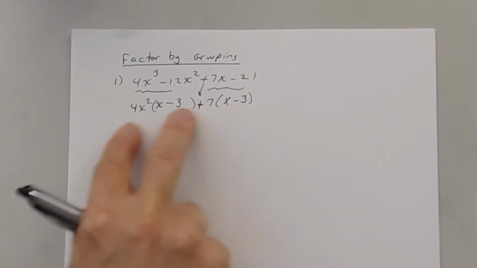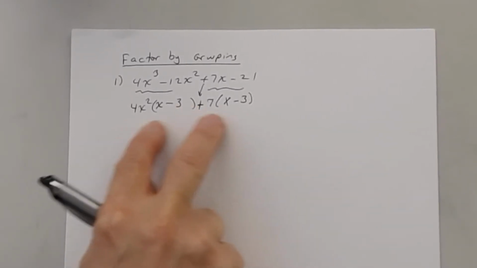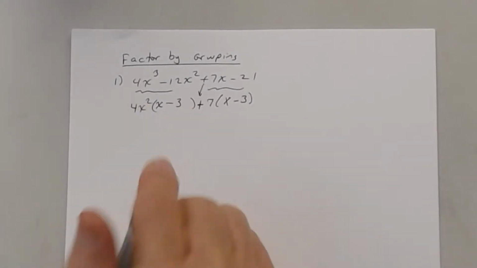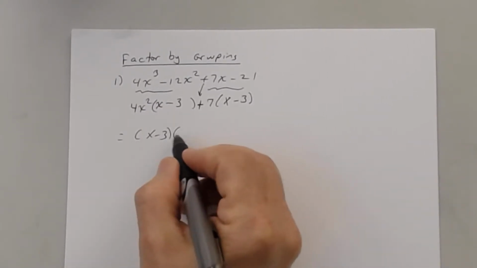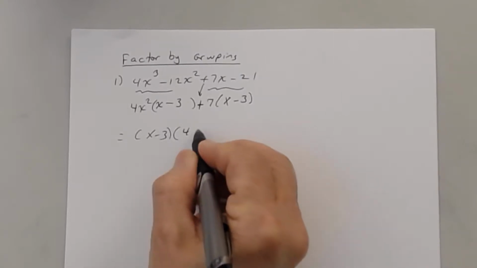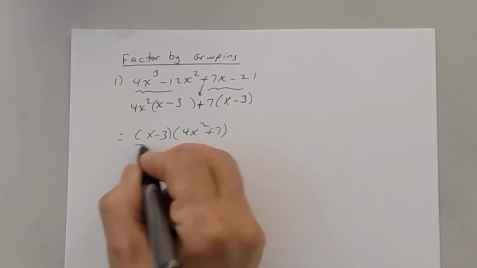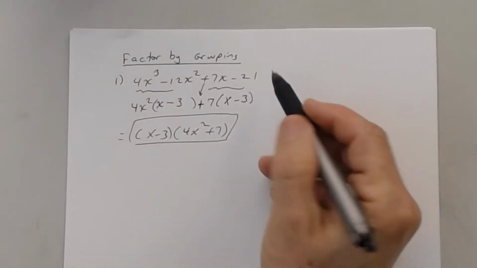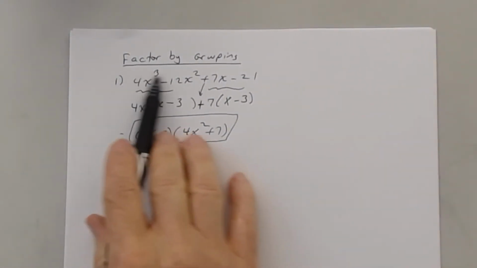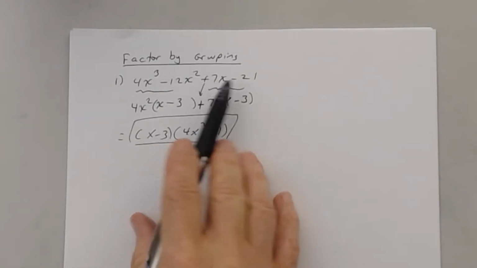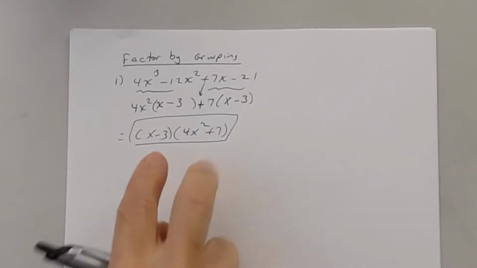So what's the GCF of those groups? x minus 3. So you're going to factor out an x minus 3, and then what's your answer? x minus 3 times what? 4x squared plus 7. So that's your answer. So remember, factoring means to write a product, and so I did. I wrote this polynomial that has 4 terms as a product of 2 binomials.